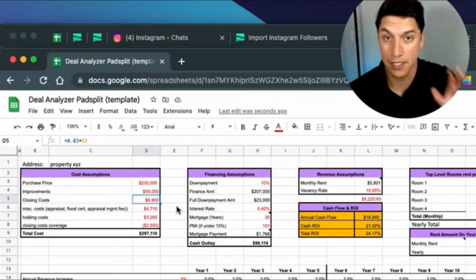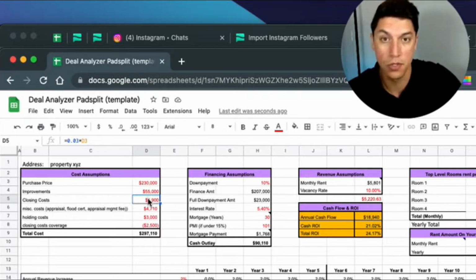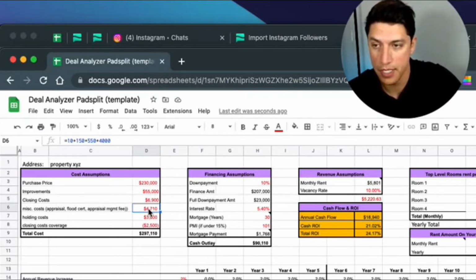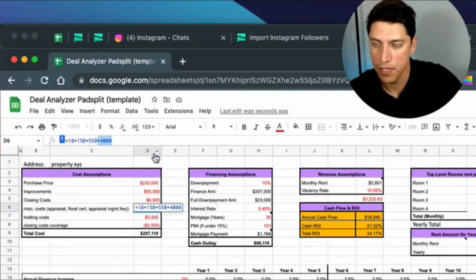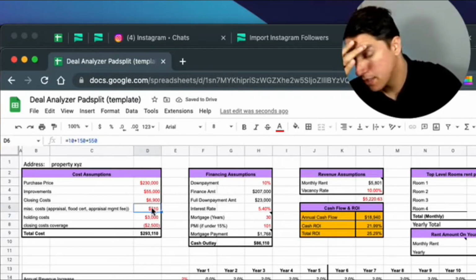So I'm getting into the details so you guys can actually see why this is so. You can see D3 up here. D3 is the purchase price, so 0.03, which is 3% of the purchase price. That's how you get that. You got your miscellaneous costs. So this was, I'm going to remove the 4,000. I actually don't think we need that right now. So yeah, it was this 710.